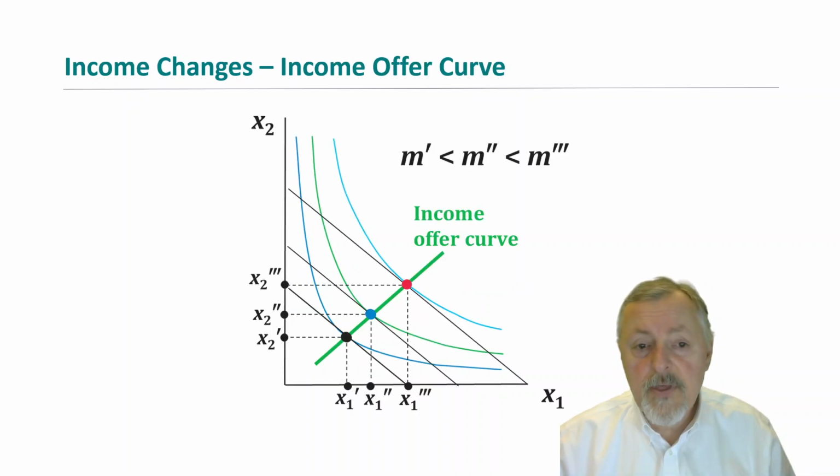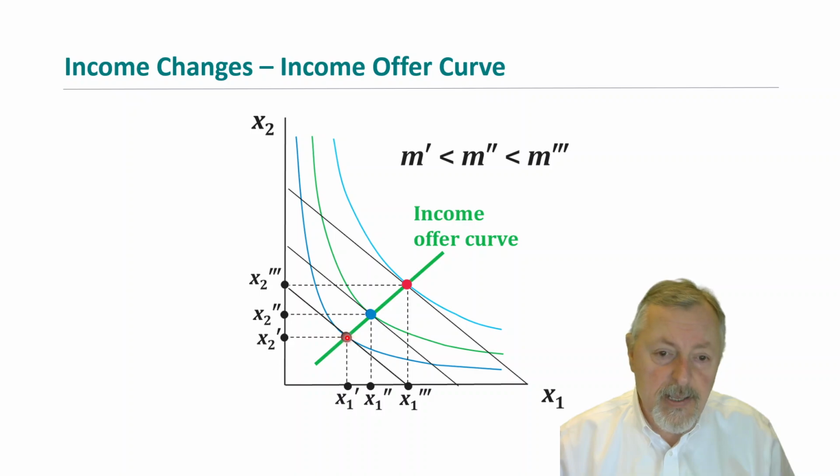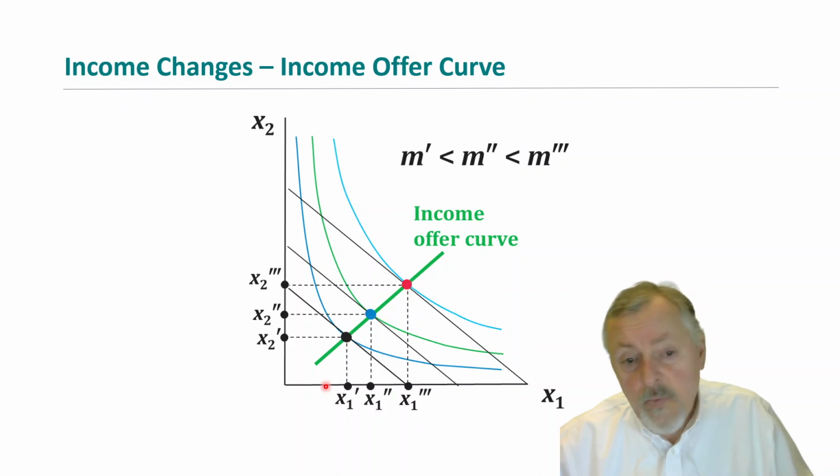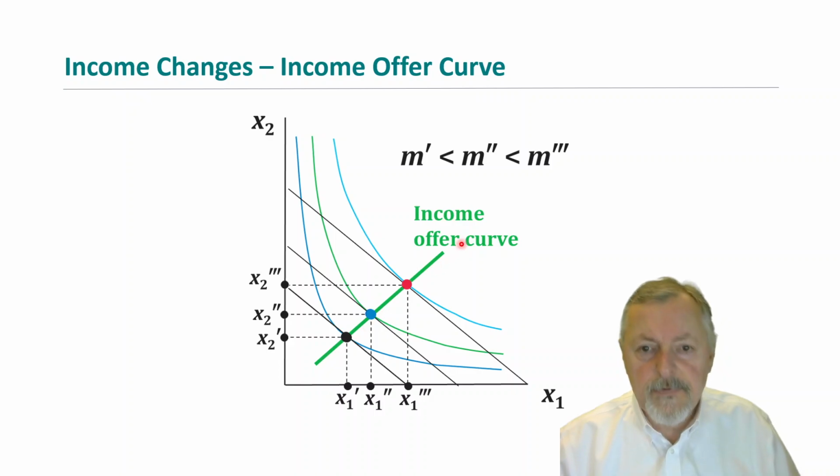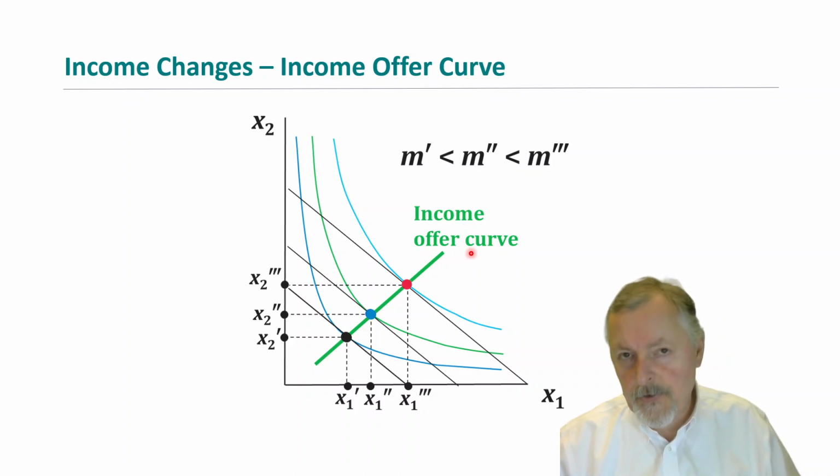We can do the same thing. Instead of just looking at the consumption bundle at three discrete incomes, we can look at all of the possible incomes. And we get this new curve called the income offer curve. The way I learned it, this was the income expansion path. Both terms are acceptable.